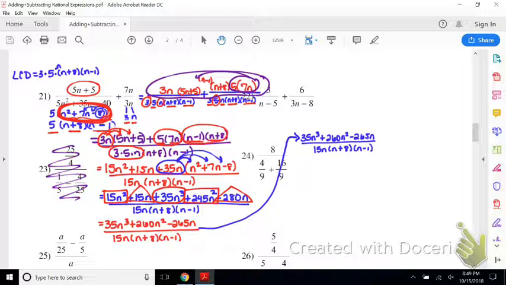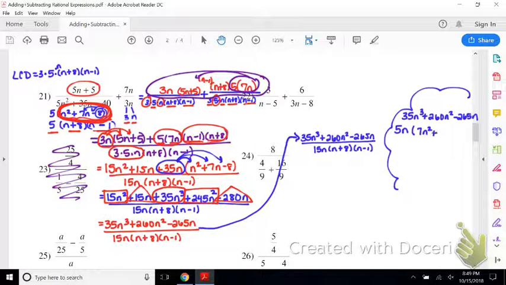Okay, so come on over here. I'm going to set it up to do my factoring. So my numerator was 35n cubed plus 260n squared minus 265n. And so we're trying to factor this. The first thing is greatest common factor. So I think I can take out a 5n. So when I do this, I get, what is that, 7n squared. Plus 260 divided by 5 is 52. N squared divided by n is n. Minus 265 divided by 5 is 53. N divided by n will cancel.